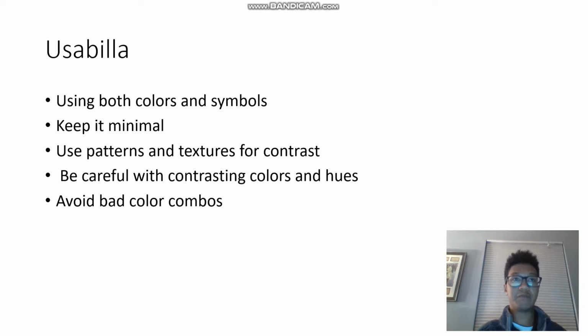In addition to that, be careful with contrasting colors and hues. It's very useful to make sure that the hues that are being used are all-encompassing and will allow people to be able to distinguish between colors even if there is a color blindness happening on their end. In addition to that, avoid bad color combinations. Red and green are generally ones that people have trouble distinguishing between, and blue and orange are something that most people with dichromatism can distinguish between, unless you have a rare form of color blindness.